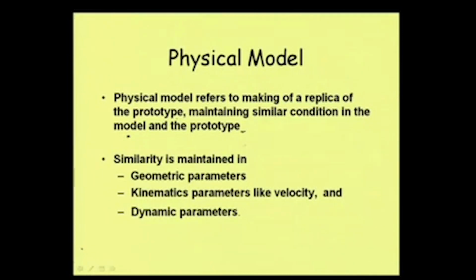Well, so we need to have similarity between this model and the prototype. Now, when we say similarity, what sort of similarity? Well, there can be different types of similarity between the model and the prototype. Rather, we need to maintain different types of similarity based on our need. Well, so those similarities are, first is geometric parameter. Well, geometric parameters means the dimension. Say suppose we are making a model of a spillway, then the length of the spillway in the prototype and the length of the spillway in the model must be proportional. That means the length of each and every part of the model and prototype must be in the same proportion.